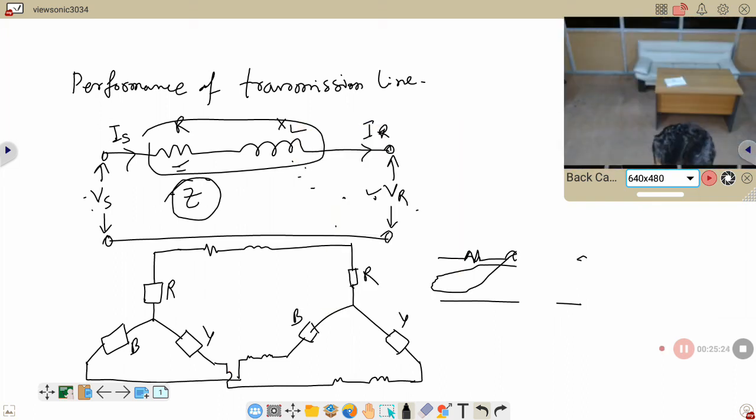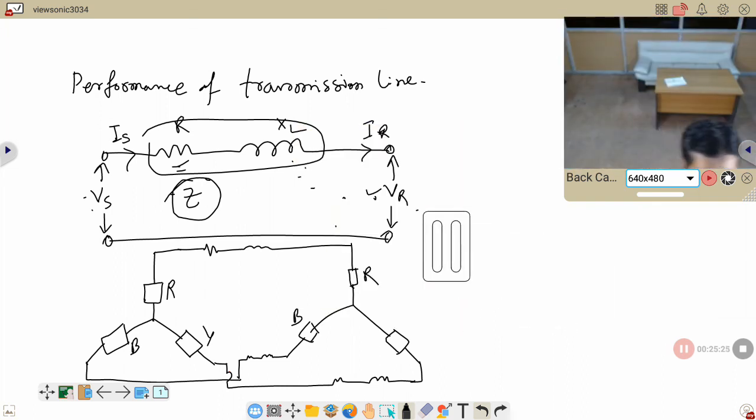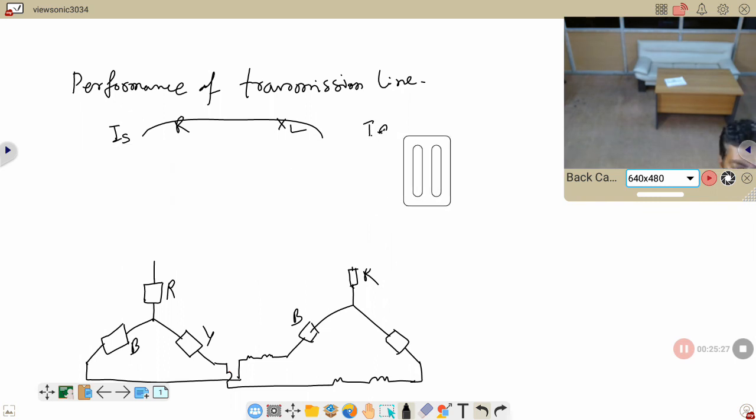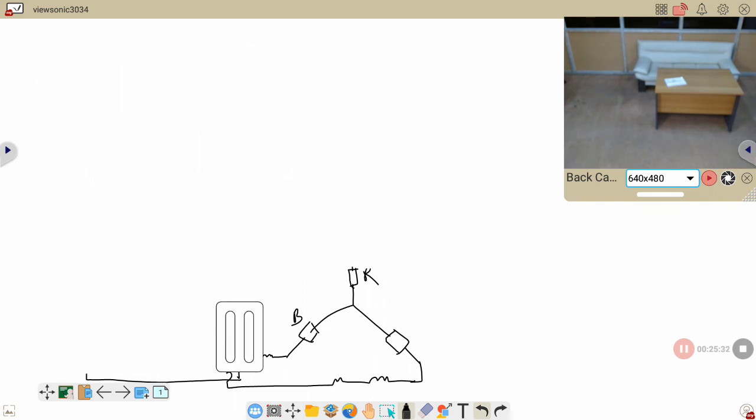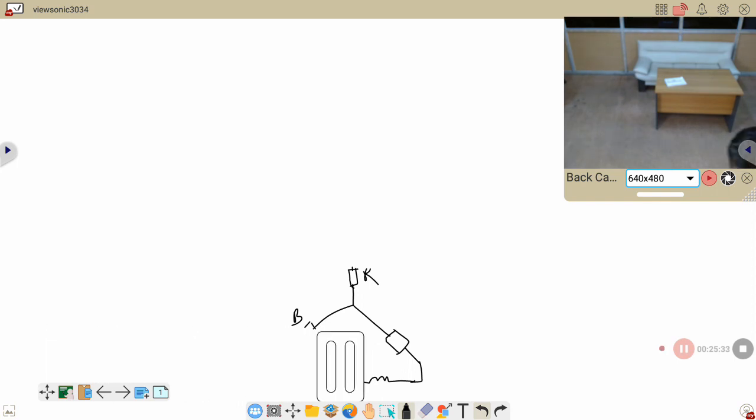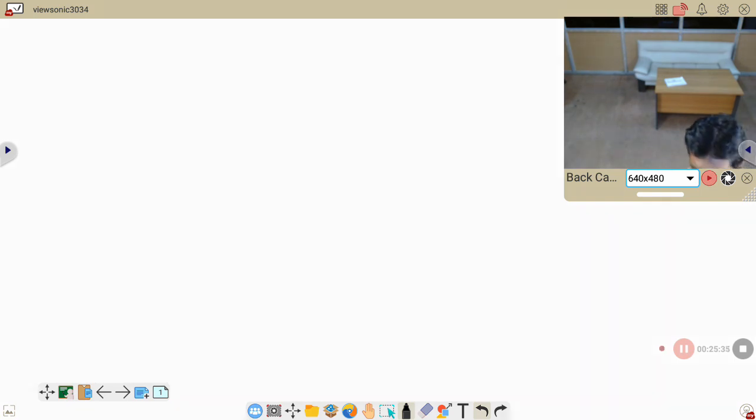So is it clear how you get the performance of the transmission line? And in the next class I shall discuss all categories of the transmission line, considering the short transmission line, medium transmission line and long transmission line, and the phasor diagram respectively. Thank you.